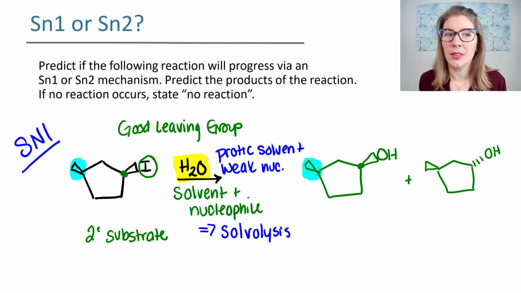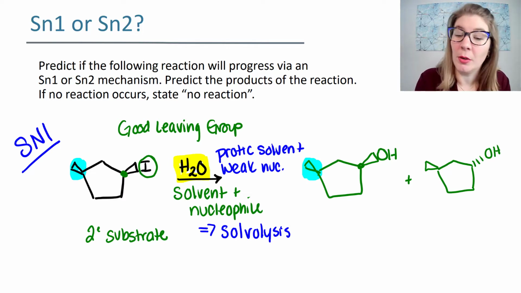If you are in someone else's class, you just want to be aware that they might want you to know that this is not perfectly racemic because of when the iodide leaves, it hangs out close by to the carbocation for a moment. It creates something called an ion pair that prevents the retention of configuration from happening. So, but it's close enough to racemic. I'm calling it racemic.